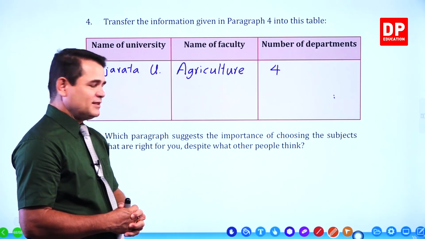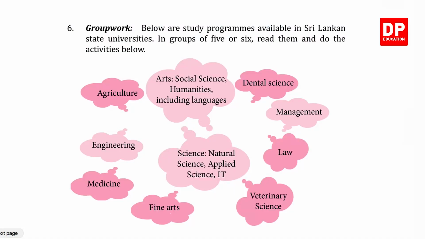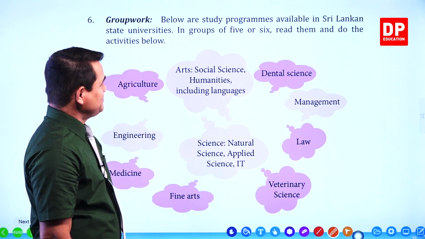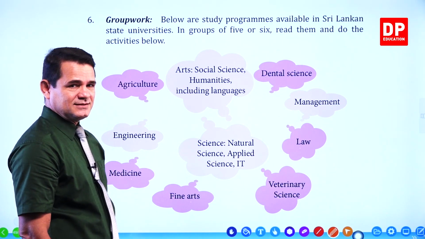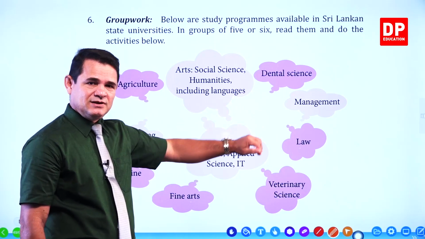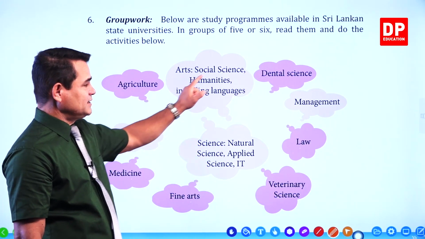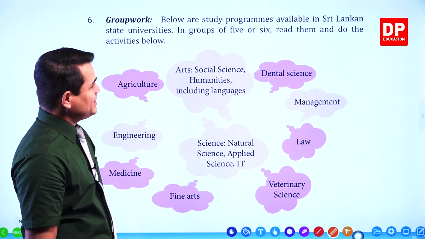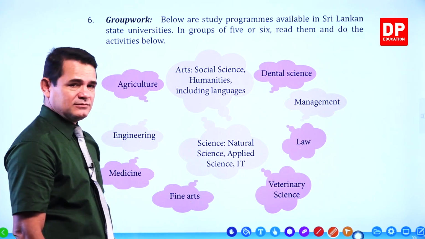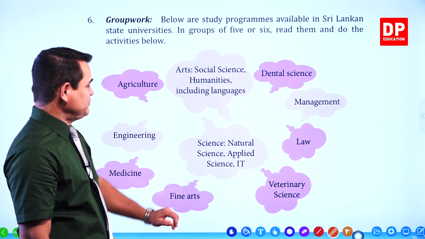Right? So then they are not difficult questions, try them out. Next, there's a small group work. Below are study programs available in Sri Lankan state universities. Study programs available in Sri Lankan state universities. In groups of 5 or 6, read them and do the activities below. There are some activities below and you have to do them. Then before that, let's read this.